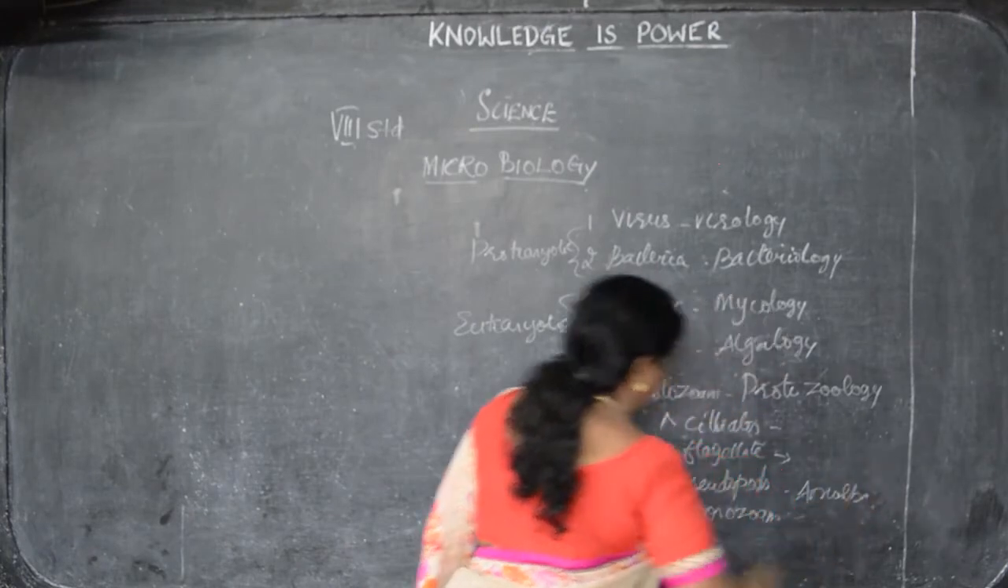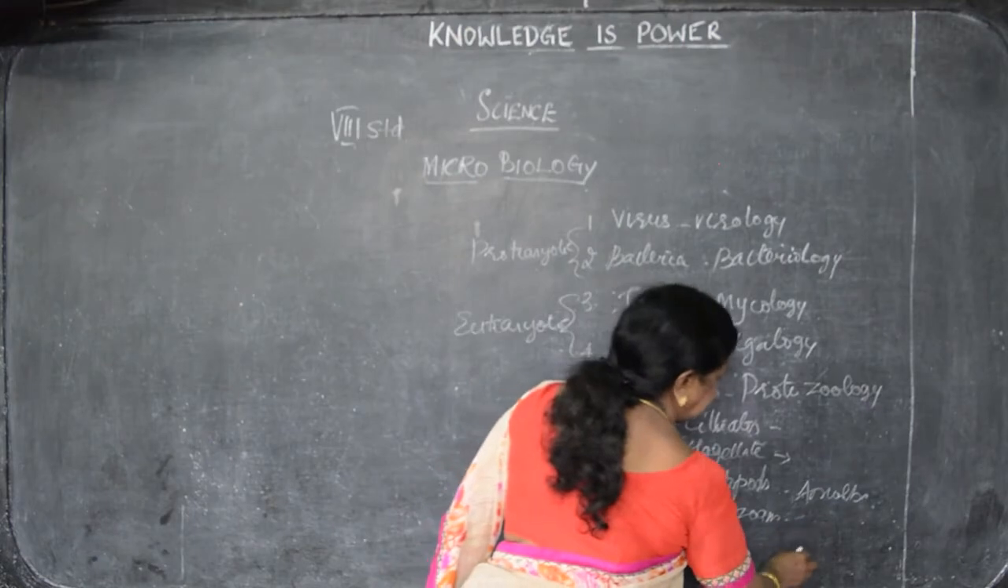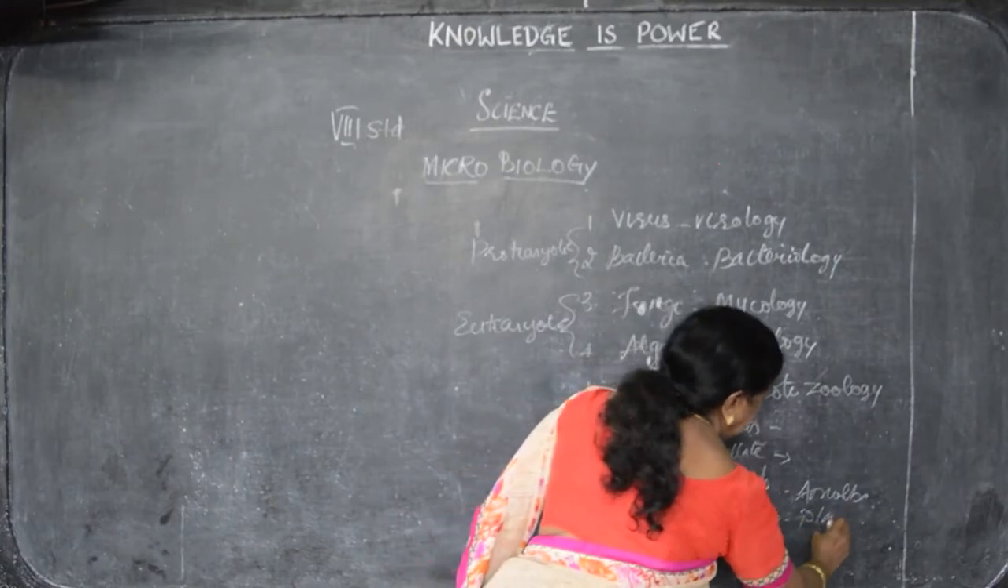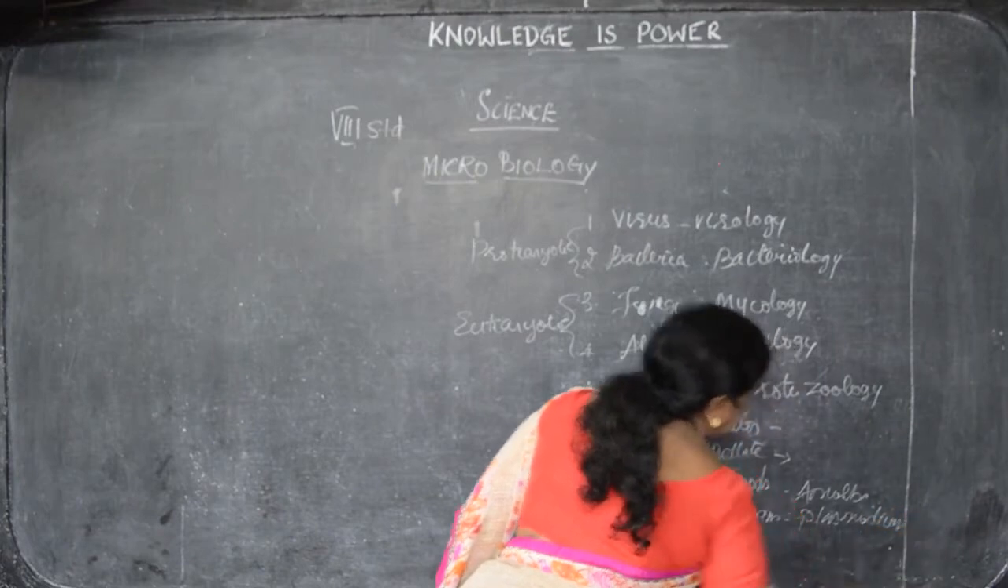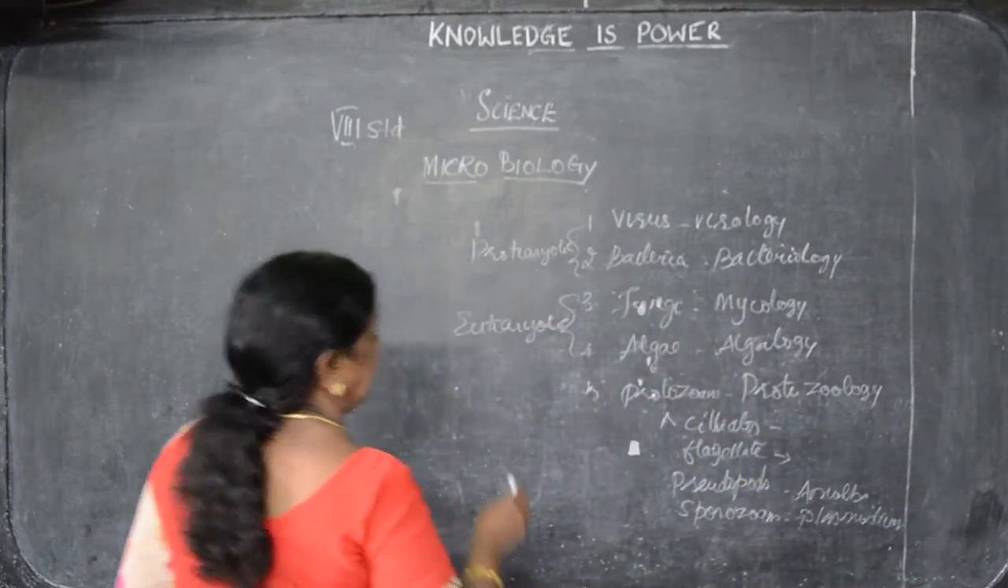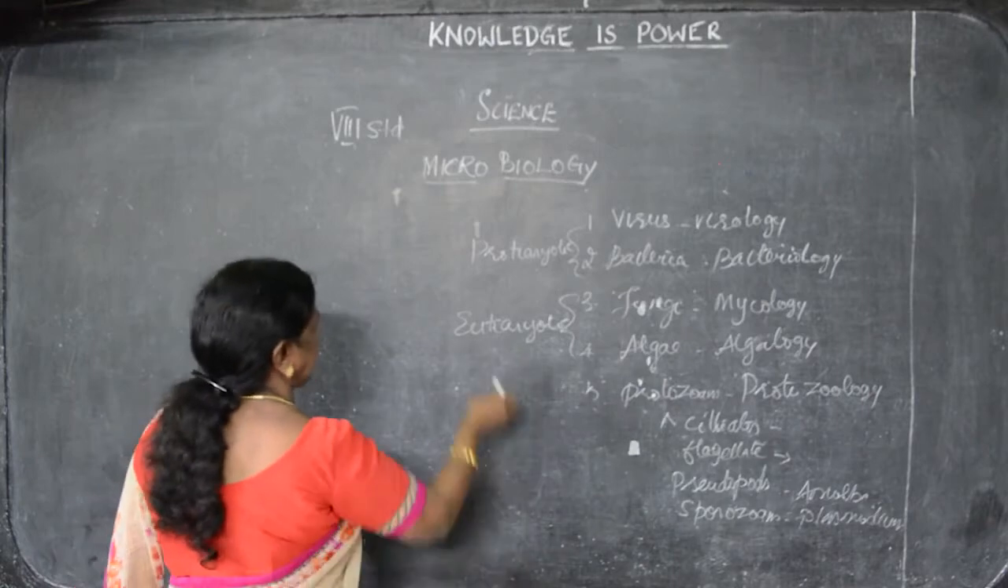And we have seen the structure of amoeba. And for sporozoans, I said plasmodium. Actually, malaria is caused by plasmodium only. The Anopheles mosquito is the only vector. That is the carrier, this is the vector. So this only we got.